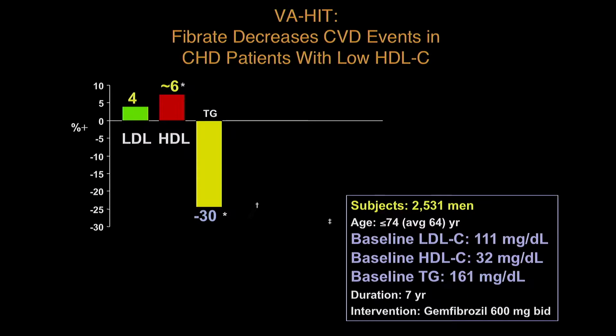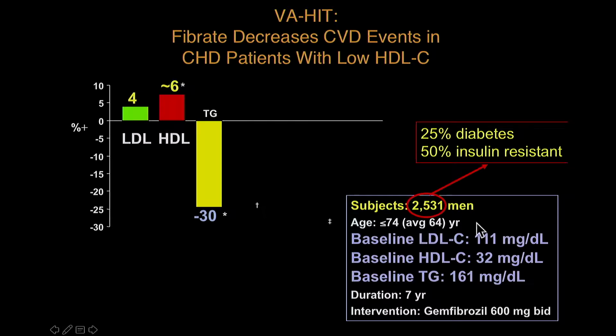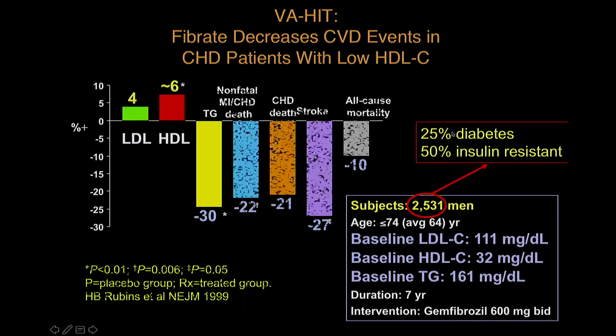So what about treating high triglycerides? The main treatment for that is fibrates. We have one trial, VA-HIT, in 2,500 men with this kind of lipid profile: LDL 111, triglycerides of 161, HDL 32. The fibrates lowered the triglycerides and raised the HDL. Now, very often this kind of profile is seen in diabetes and insulin resistance, and that was the case in VA-HIT. And importantly, this was a positive trial with significantly decreased events. So here's a fibrate trial having significant efficacy on reducing events, and this is without any statin use.